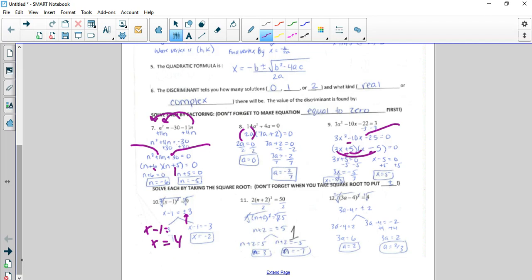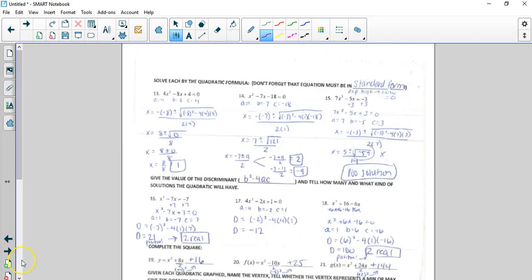Number 12, it's ready to go, so you literally just square root both sides. Then you set it equal to 2, equal to negative 2, and solve. Remember, if you need to hit pause at all, go ahead and do it.